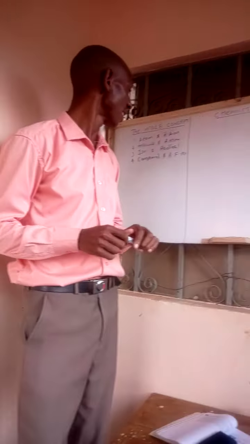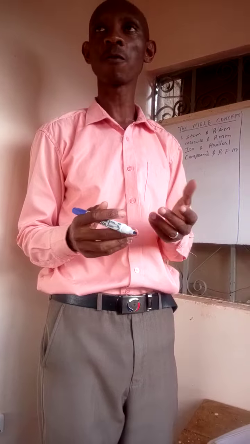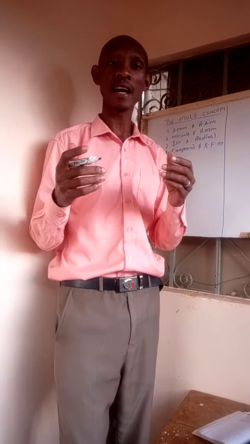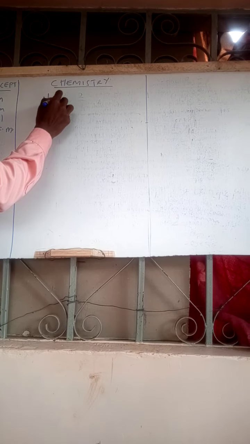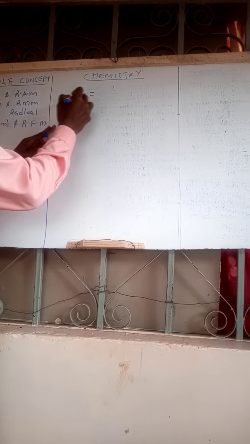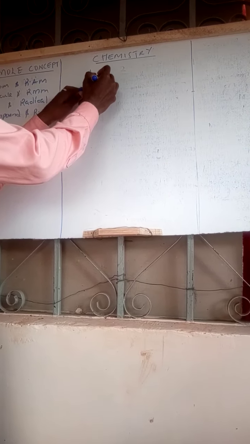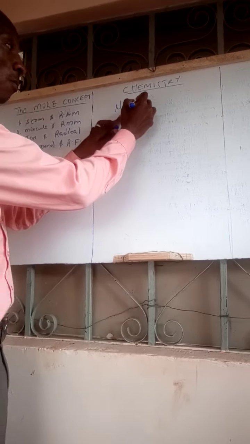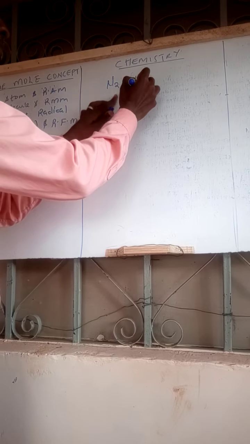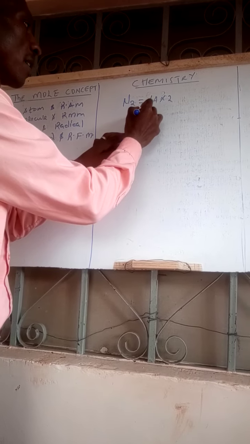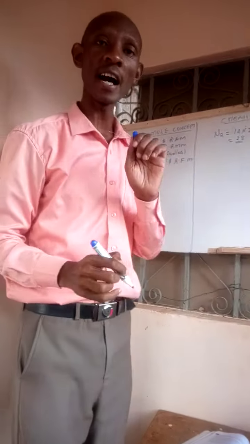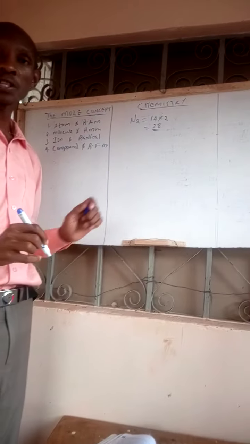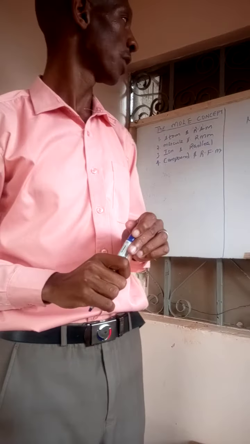For example, we can have a molecule like nitrogen gas. To get the RMM of nitrogen gas, we refer to the RAM, that is the relative atomic mass of one atom of nitrogen, which is 14. Then you multiply by 2 and the answer becomes 28. Therefore, the RMM of nitrogen gas is 28.